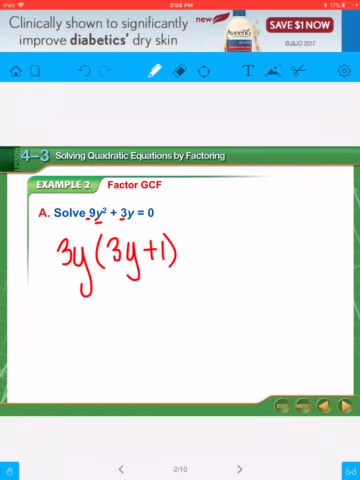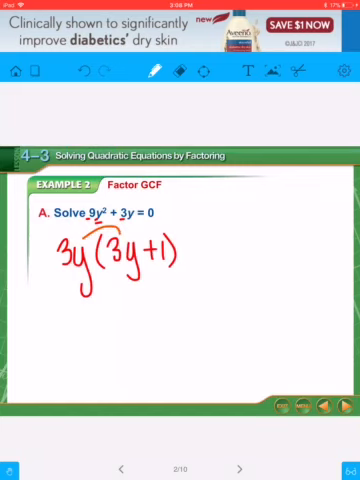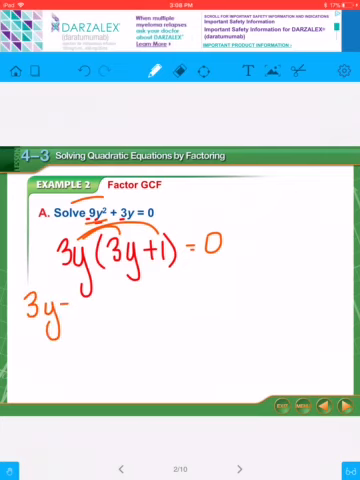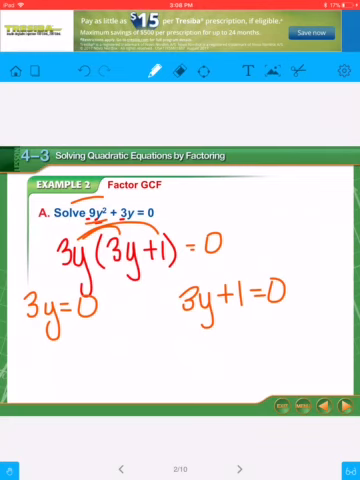Because if I were to distribute it back together, 3y times 3y is 9y squared. 3y times 1 is 3y. So I have 3y times 3y plus 1 equals 0. And now to take it one step further to solve, we're going to set each individual factor equal to 0 and solve them. So I have 3y equals 0 and I have 3y plus 1 equals 0.